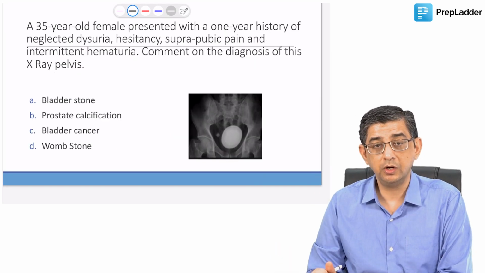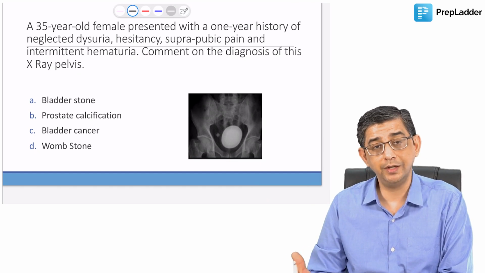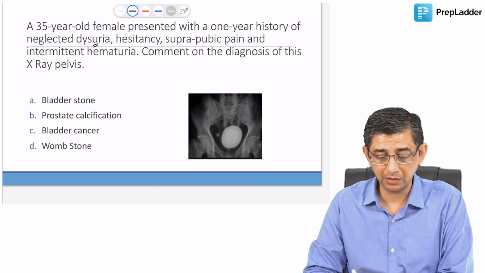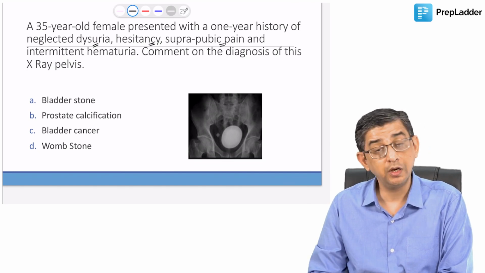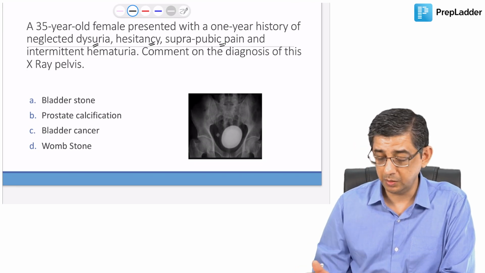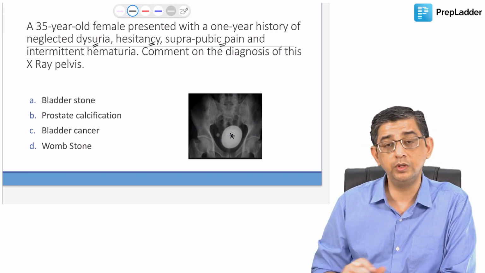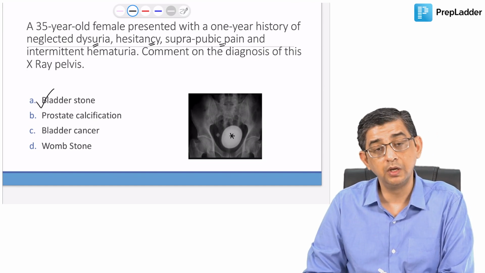Coming to the next question, it is talking about a 35-year-old female with a 1-year history of neglected dysuria. That means she is having burning micturition or suprapubic pain, hesitancy, and intermittent hematuria also. Comment on the diagnosis of the X-ray pelvis. The image may not be the same, but you can definitely see a white shadow in the pelvis. This white shadow in the pelvis would be a bladder stone in the person.